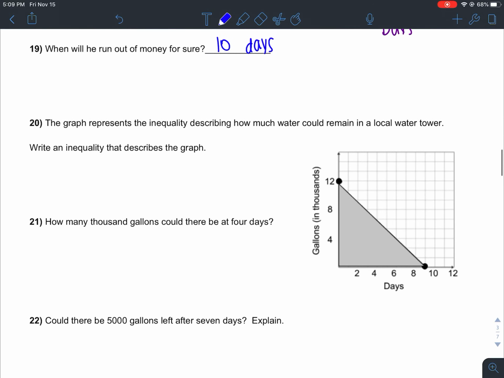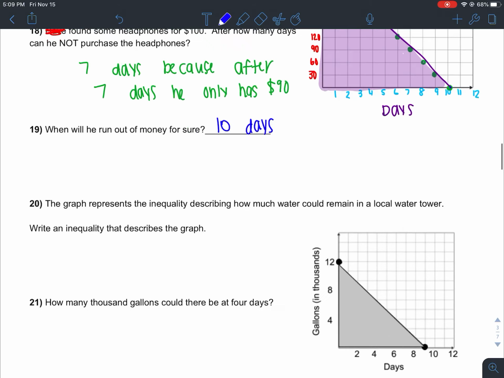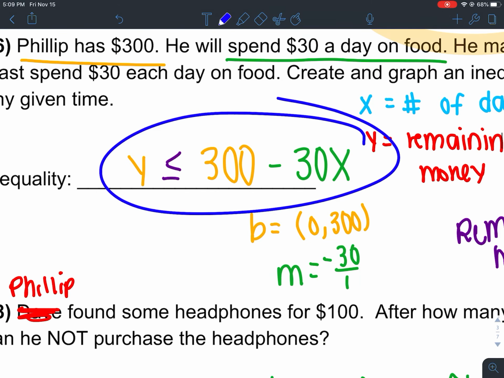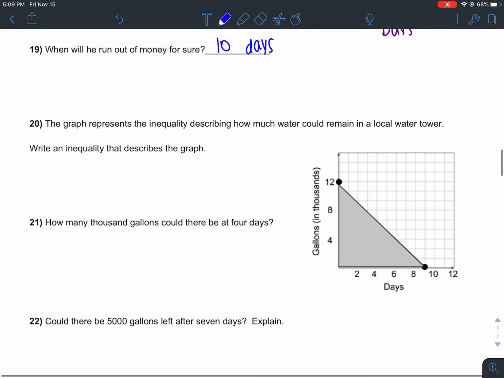All right, moving on. Number 20, the graph represents the inequality describing how much water could remain in a local water tower. Write an inequality that describes the graph. Okay, so they're asking us to write an inequality. Normally when we want to write inequalities, we want to do the slope-intercept form just because it's a lot easier for us. So we want to get it into y equals mx plus b, and it's also easier to graph.